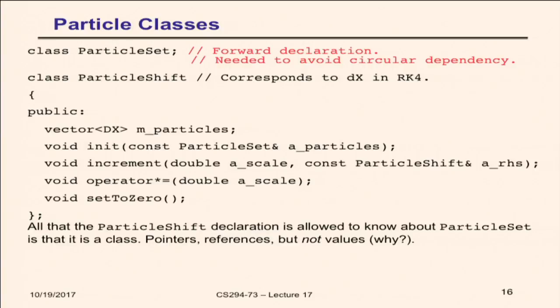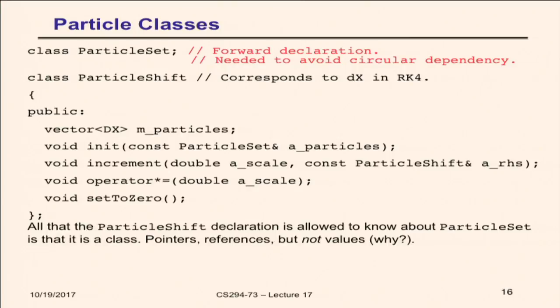And the way that that gets solved in C++ is by something called a forward declaration. So you have your declaration of particle shift, and we have all these functions here. We're allowed a restricted amount of access to what a particle set is. We can tell it that a particle set is a class. We can't tell it anything about that class, but we can tell it it's a class. And that's enough to do most of what we need to do.